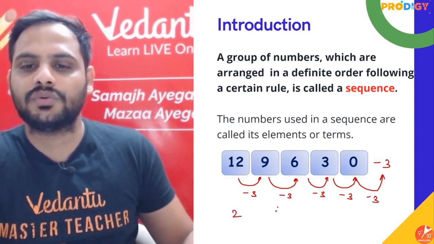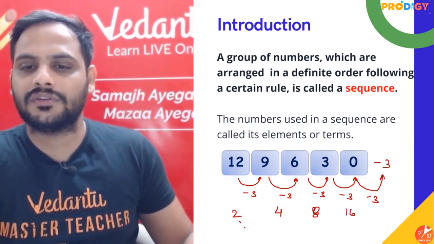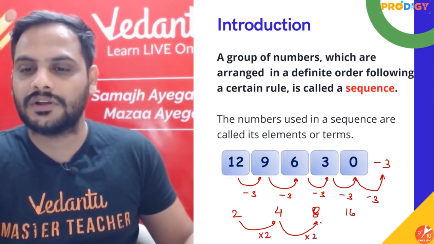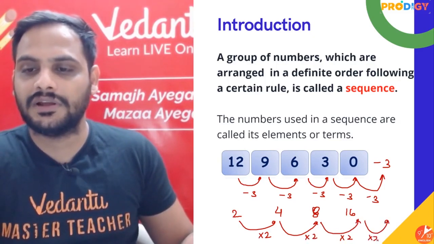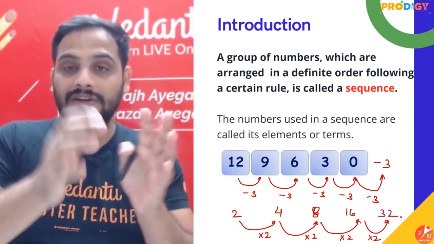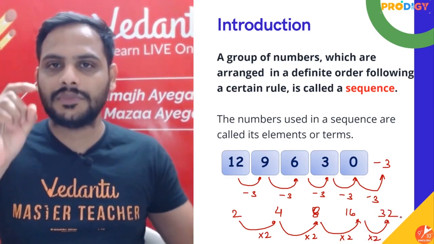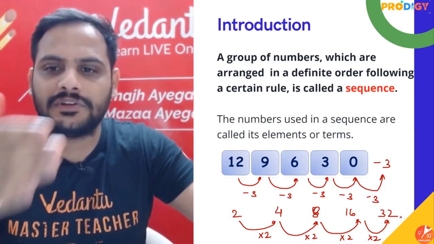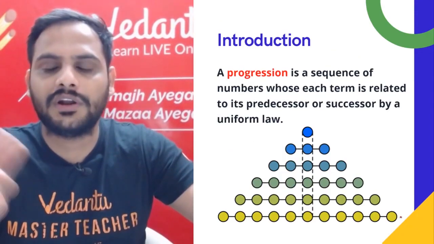If I have 2, 4, 8, 16 and so on, I can say every time I am multiplying by 2, so the next number will be 32. The numbers are not written randomly; there is a particular order and they follow some particular rule. That is called a sequence.